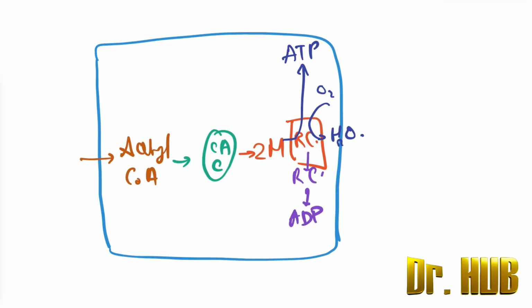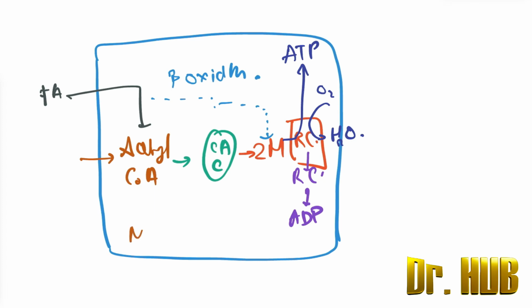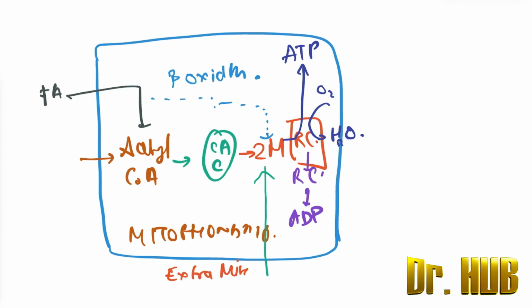In the process of the fatty acids becoming acetyl CoA, there is also beta oxidation taking place, which leads to the 2H. To make it clear, this is the mitochondria, and there is also a contribution of the 2H by the extramitochondrial sources of reducing equivalents.